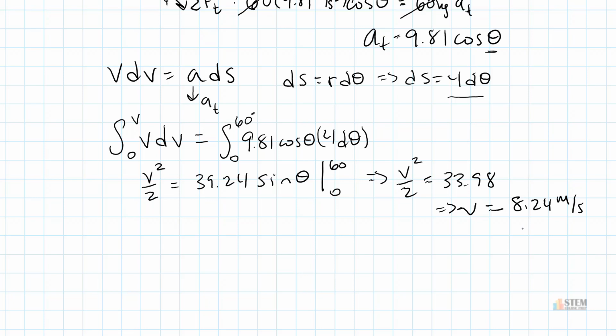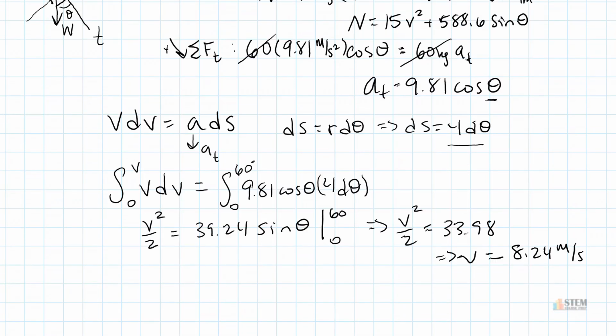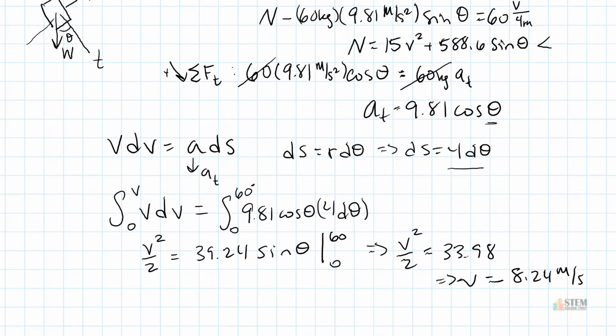Now, what do I do with that? Remember, we're looking for the normal force. Well, if we scroll back up here and look right there, we've got an equation for the normal force that is a function of v. So we're just going to take this velocity, square it, and then we will be able to find N.